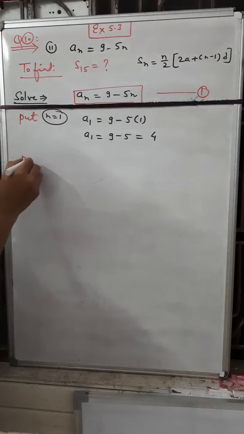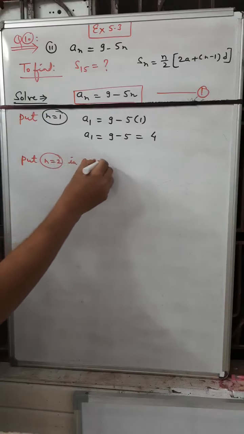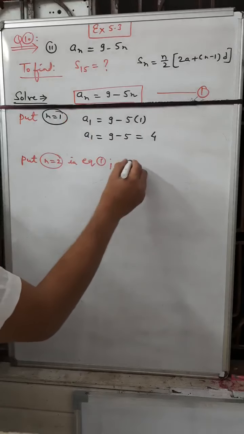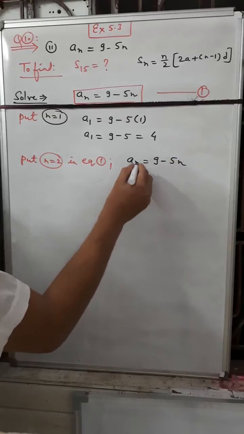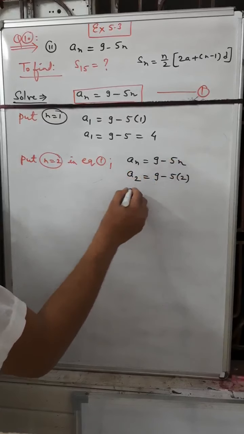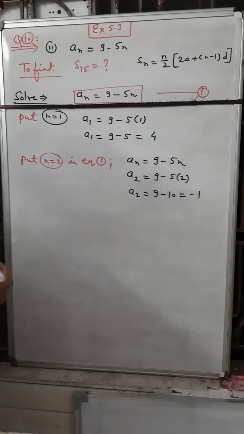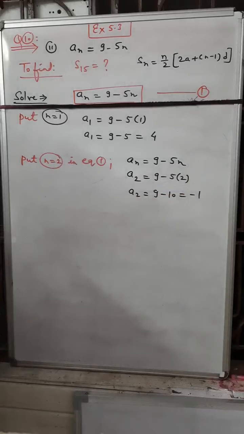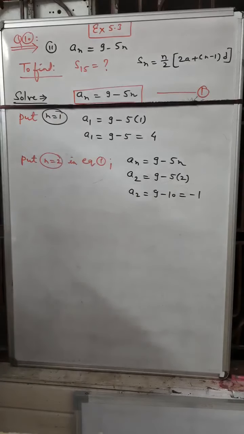Again, put n equal to 2 in equation 1. In equation 1 we have an is equal to 9 minus 5n. Put 2 in place of n, so 9 minus 5 into 2. So a2 is equal to 9 minus 10, which is minus 1. So we got one more term, the second term. If we need, we can put n equal to 3 and easily get the third term.